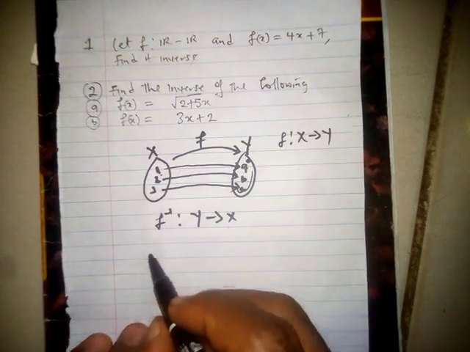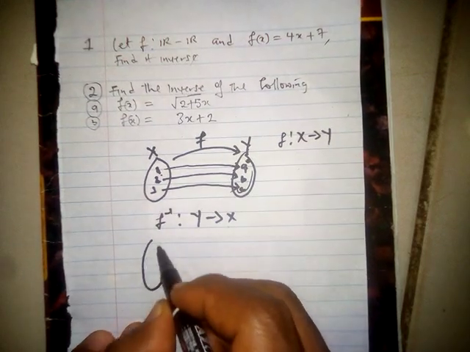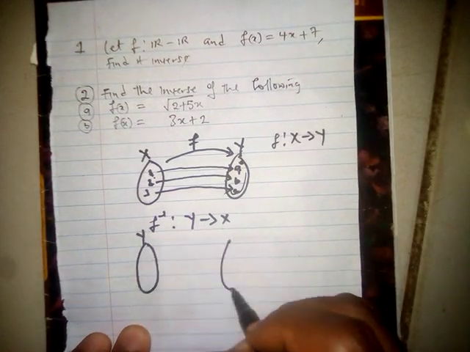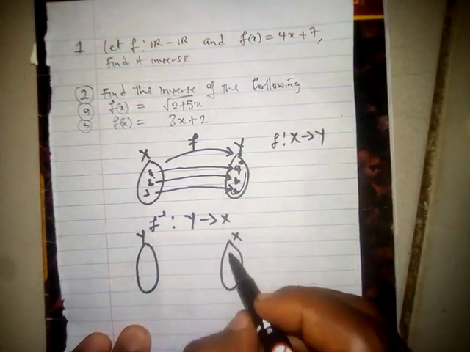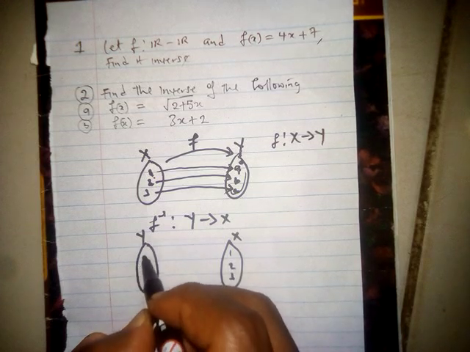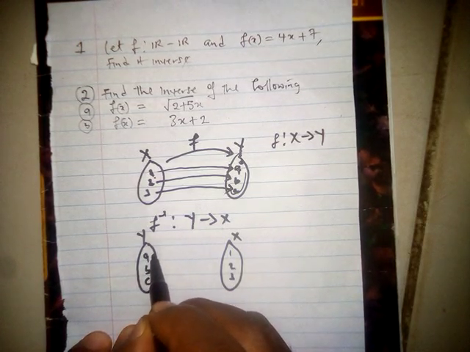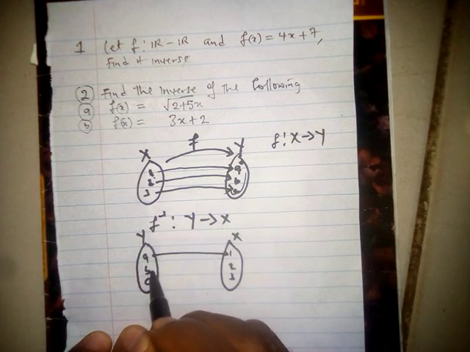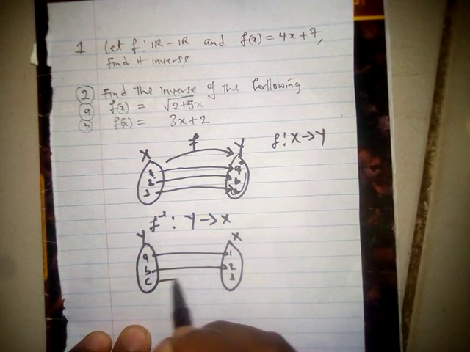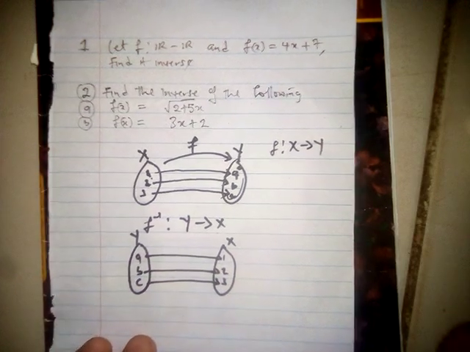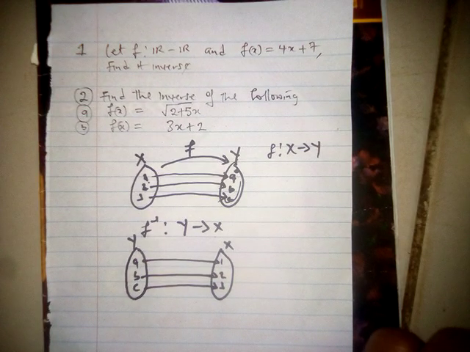So the inverse is simply, let's draw this time around, this is y, and this will be x. X is 1, 2, 3, y is a, b, c. So the inverse is simply assigning a to 1, b to 2 and c to 3. So this is how the inverse function looks. Now we want to solve the examples given.